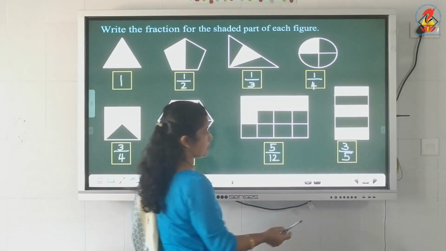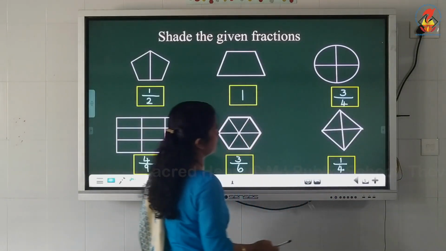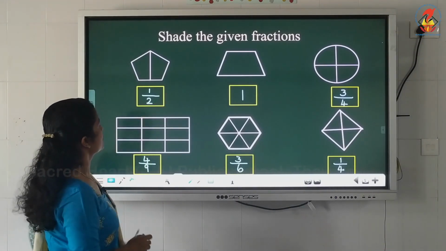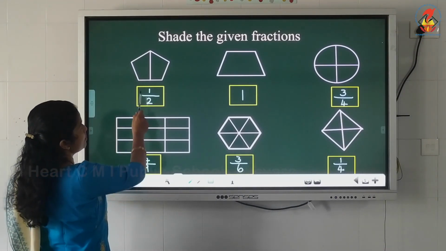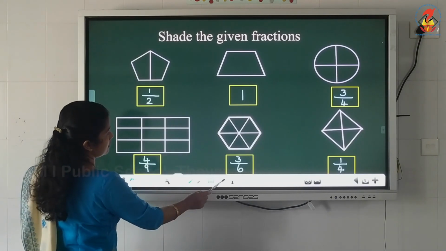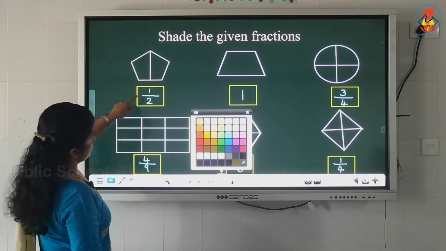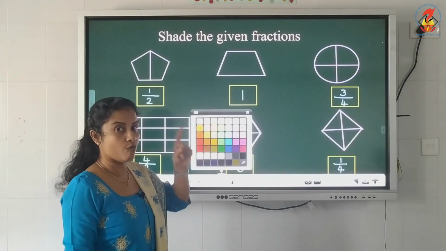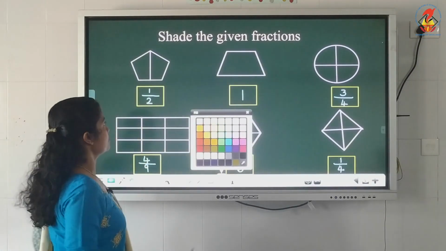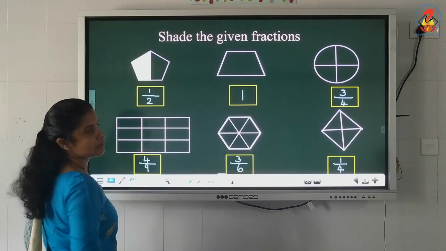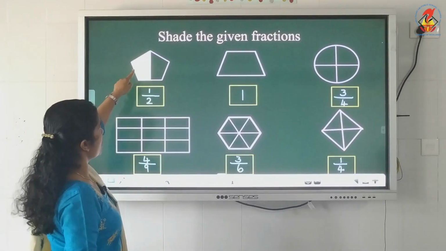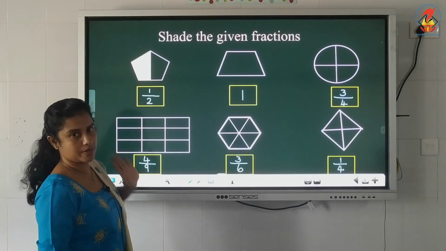Okay, now we'll do the next question. Shade the given fractions. So here the fraction is given, you have to shade. So what is the fraction given? 1 by 2. So how many portions you have to shade? One portion you have to shade. So I am shading one portion. Understand? So the fraction is 1 by 2. That is one part out of two equal parts.